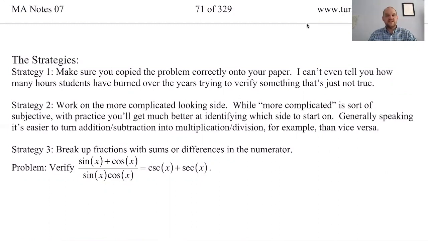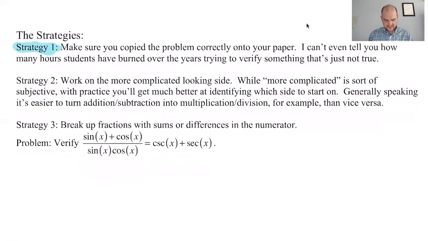So the first strategy, and I cannot stress this enough: make sure you copied the problem correctly. Not all things that you write down with an equal sign between them are going to be identities. Sometimes they're equations, but sometimes even then you don't get a solution. So make sure you wrote it correctly. It's really common to accidentally take the left-hand side from one problem and the right-hand side from another. It's a really common mistake, and I've seen people throw away so many hours because of that. So watch out for that.